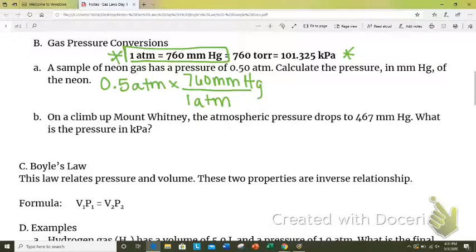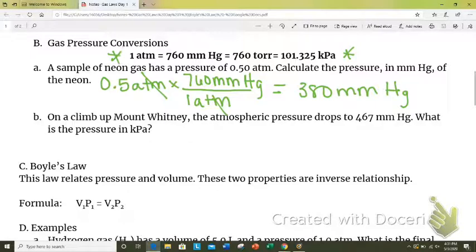We can cancel out the atmosphere unit, and we can go ahead and work it through by multiplication, and that is equivalent to 380 millimeters of mercury. So again, we are using a skill that we just worked on in our last unit, which is how you successfully set up a conversion.